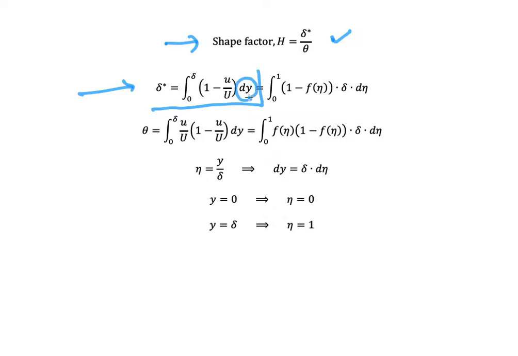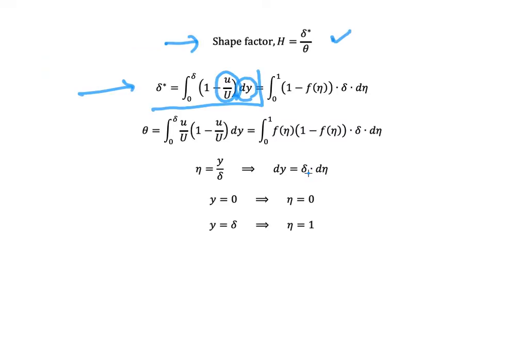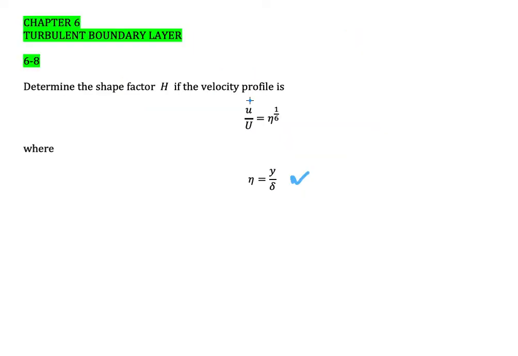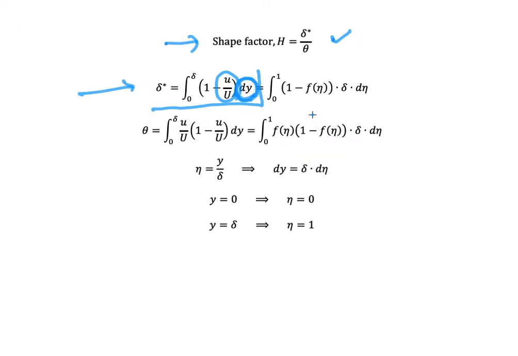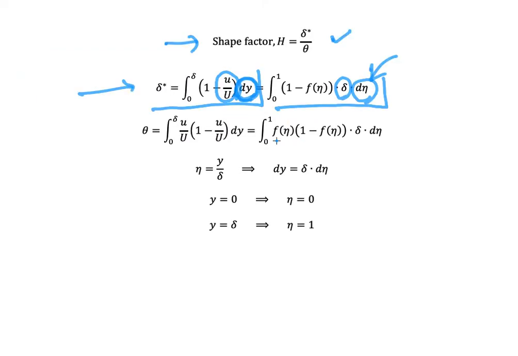So in this equation, you need to substitute the velocity profile here, u over U, in terms of y over delta, because the integration is to dy here. But if you want to use the eta like this, you need to use the equation of this one. It means the equation will become integration of 1 minus f(eta) times delta d eta. Because the integration is to d eta, that means we could use the velocity profile in terms of eta in this equation.